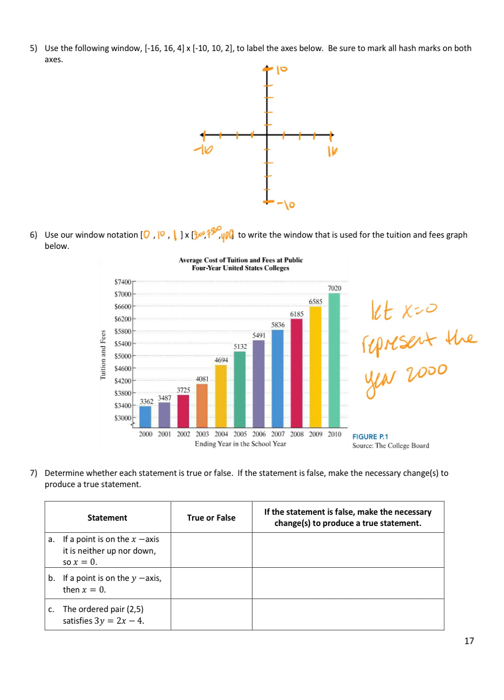Okay, determine whether each statement is true or false. If it's false, make the necessary changes to produce a true statement. If a point is on the x-axis, it is neither up nor down, so x equals 0. So this is false. It's y equals 0. Anytime you're on the x-axis, draw yourself a little picture, put a point on the x-axis. That point went right, but it didn't go up or down. So the x-coordinate we don't know, but the y-coordinate is 0.